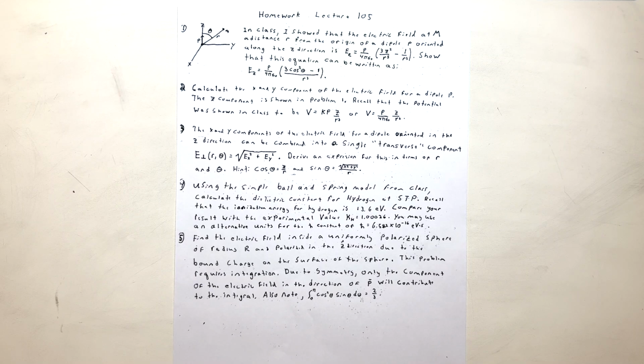Okay, problem number 5. Find the electric field inside a uniformly polarized sphere of radius r and polarized in the z direction due to the bound charge on the surface of the sphere. The problem requires integration. Due to symmetry, only the component of the electric field in the direction of P will contribute to the integral. Also note this integral that you can use towards the end of the problem. All right, this is actually a rather complicated problem. We're going to use the result in the next lecture, which is why I put it on the homework.